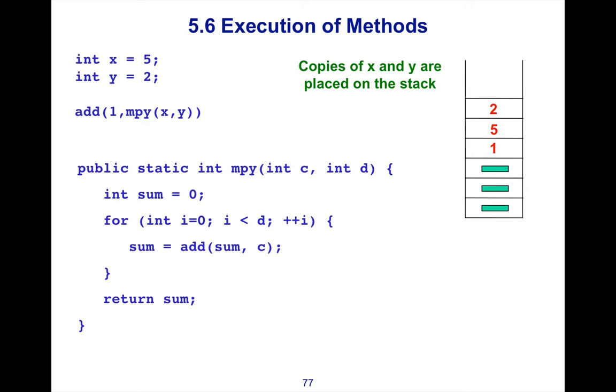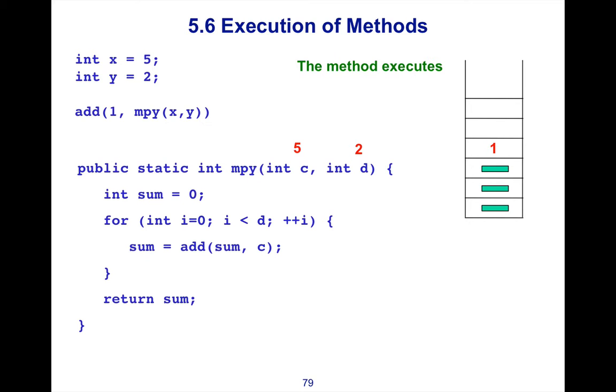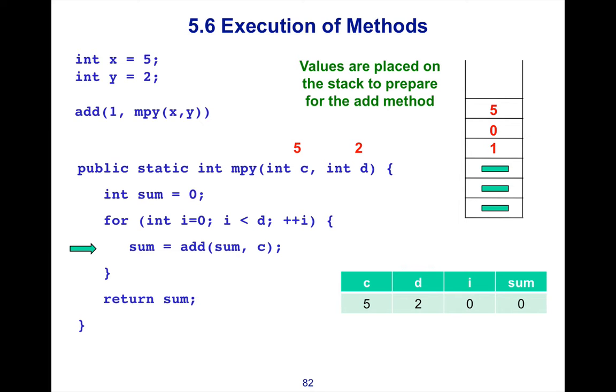It starts execution by popping those values off of the stack and receiving them as the values of its local parameters c and d, as shown here. Now once c and d get their value, it's just like we've seen before, they can be mathematically substituted wherever we see them. So we start to execute the multiply method. We set sum equal to 0. We enter our for loop where i starts out initialized at 0. And then we have a statement sum is equal to the add of sum and c.